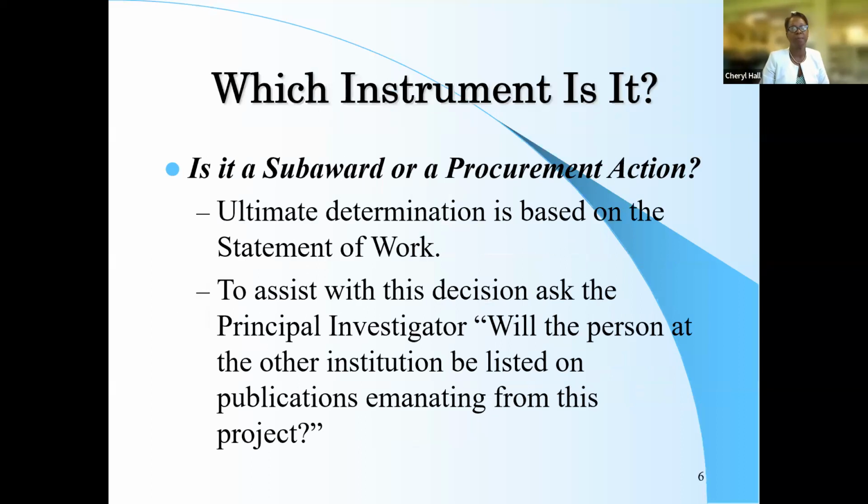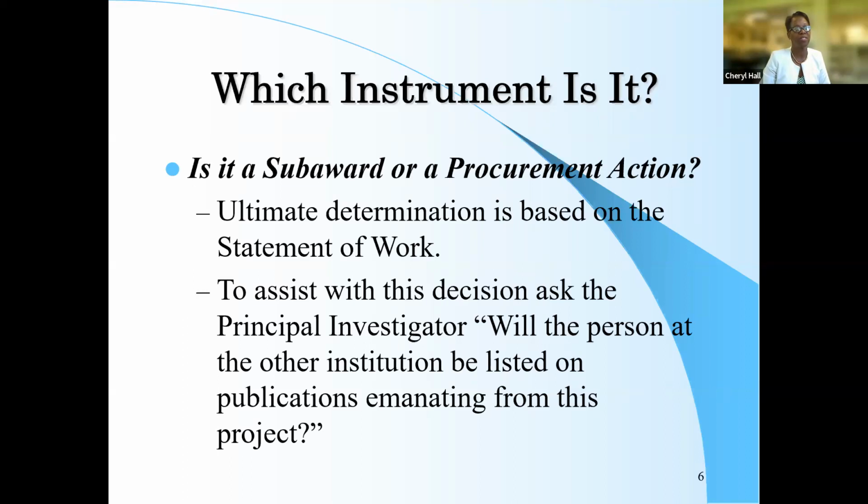Which instrument is it? When we get ready to prepare the document or the instrument that we will use, the type of agreement, we have to determine whether it's a subaward or a procurement action. The ultimate determination is based on the statement of work. In your statement of work, if you have a professor from Northwestern that's going to do some type of research, training, or work in any capacity on that particular project, then it's a subaward.